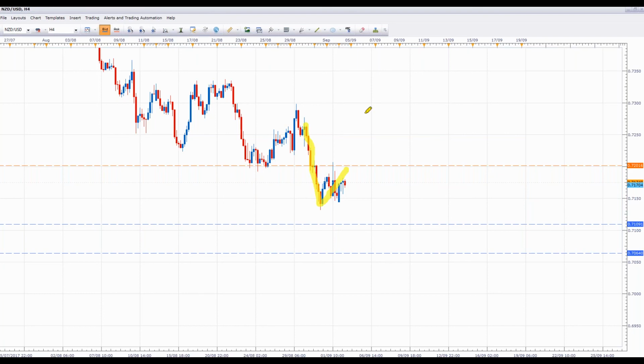Now we have this move to the downside over here, which for those of you who know your waves will know this is an impulse wave, and we have this correction over here like this. So we are looking for a continuation of this move here, and we're looking for this to continue down into this area. And we have two targets highlighted on New Zealand US dollar at the 0.7109 and the 0.70640 down here. So these are the next two key targets to the downside in the New Zealand US dollar.